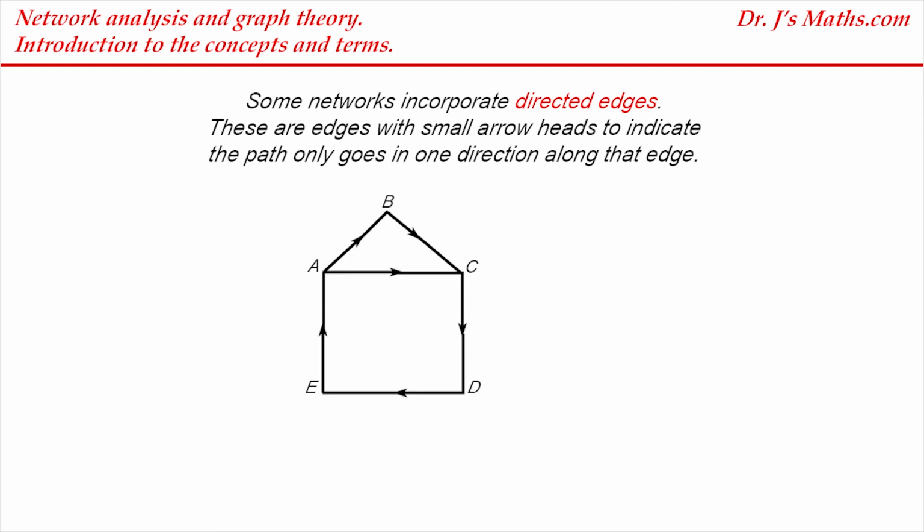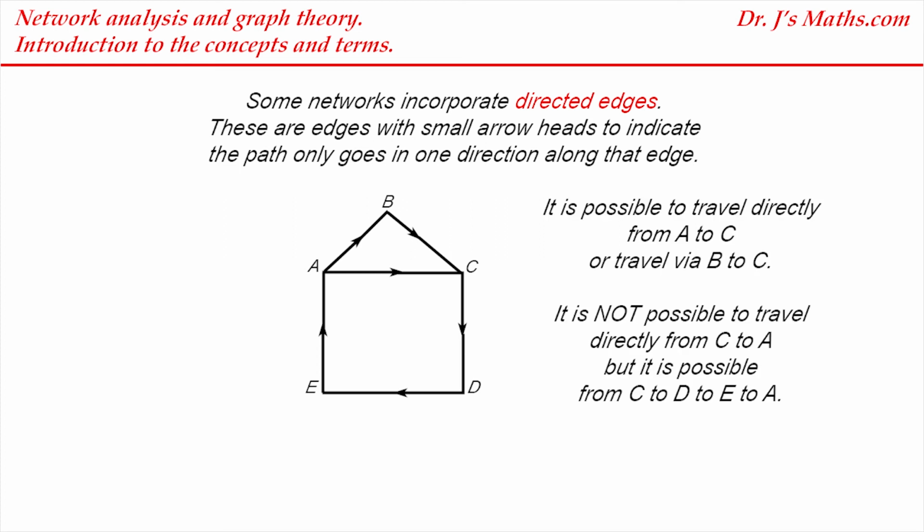Take another example, little diagram, and we notice that there are arrows on each of the edges in our diagram. Now, it is possible to travel directly from A to C along that horizontal arrow, or we could travel to C from A via B. But it's not possible to travel from C to A directly. If we want to do C to A, then we have to go from C to D, from D to E, and from E to A.